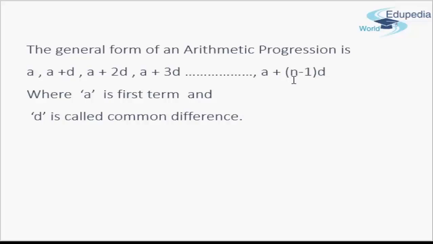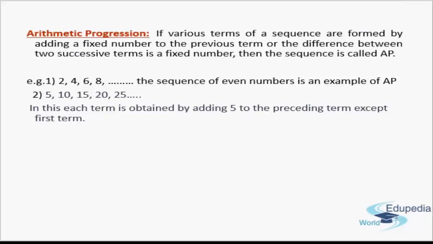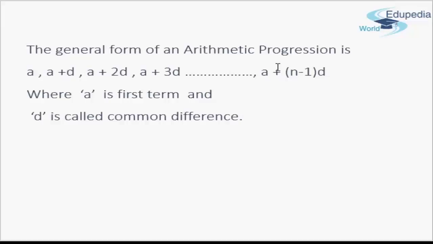So what are we going to do? 4 minus 1, that's going to give us 3. So the equation is going to become 5 plus 3 into 5. That is 5 plus 15. The fourth term is going to be 20. So just like that, we see over here that the fourth term is 20. So this is a general formula if you want to find out a particular term of an arithmetic progression sequence, a sequence that grows according to the arithmetic progression. So this is the formula to do that.